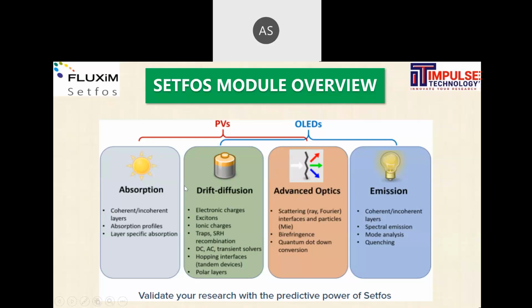Absorption for optical property calculations, drift diffusion for electrical property calculations, IV characterization and quantum efficiency. For quantum dot, interface roughness, and experimental data validations, the advanced optics model will be required. Otherwise, two models are good enough for any photovoltaic device simulations. Two models can also work. But it is a very advanced topic where you can enhance the efficiency of your device using this advanced module. And this emission module is for LED devices.